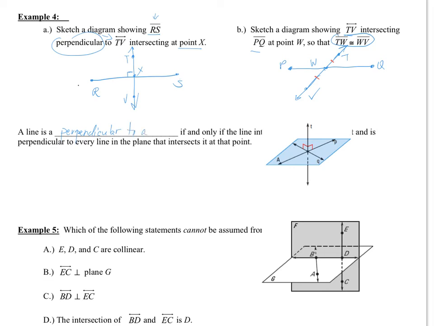And here we have a line is perpendicular to a plane. It's a biconditional statement here. If and only if the line intersects the plane in the point and is perpendicular to every line in the plane that intersects it at that point. So we have a picture right here that illustrates this biconditional statement.